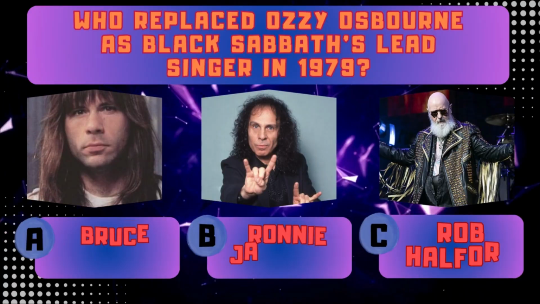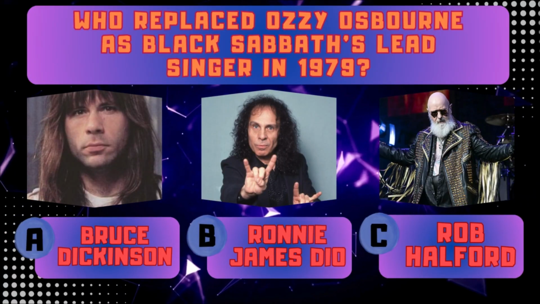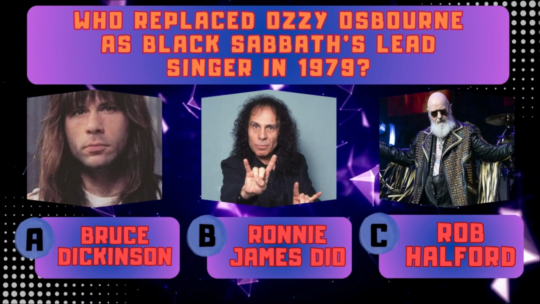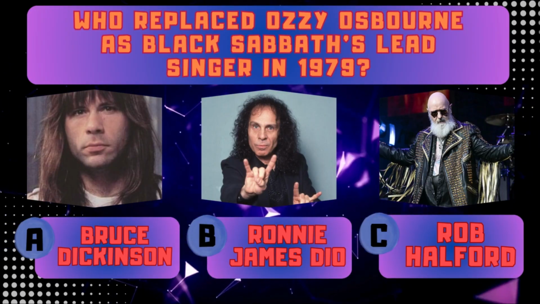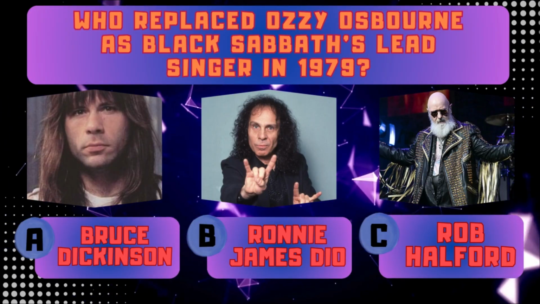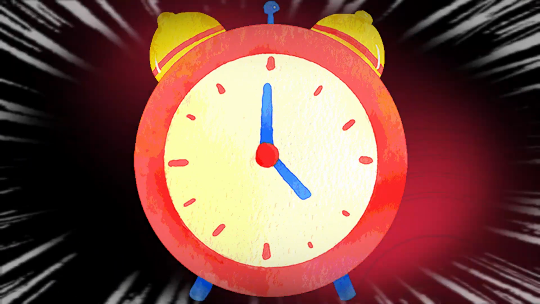4. Who replaced Ozzy Osbourne as Black Sabbath's lead singer in 1979? A. Bruce Dickinson. B. Ronnie James Dio. C. Rob Halford. You have 5 seconds to answer.